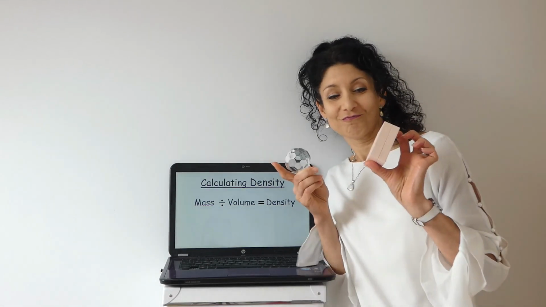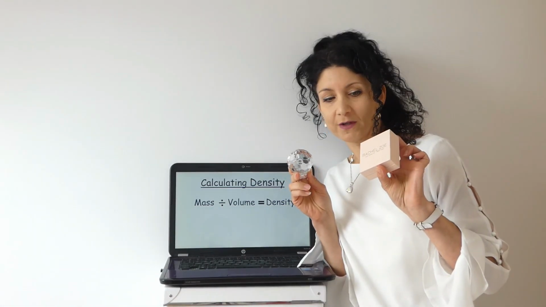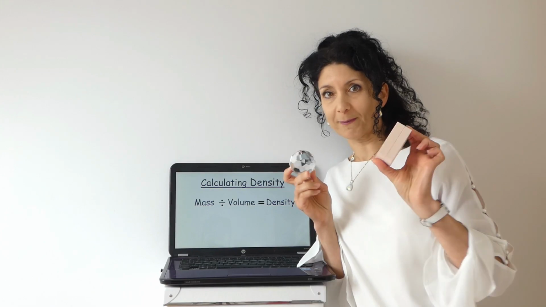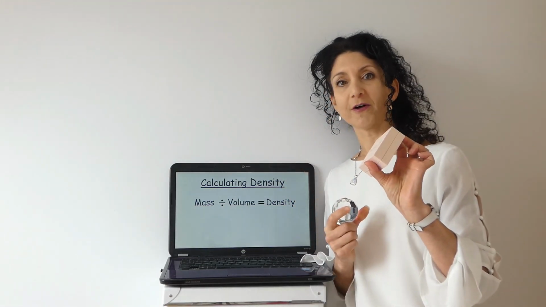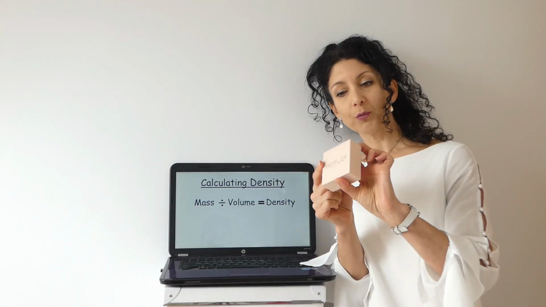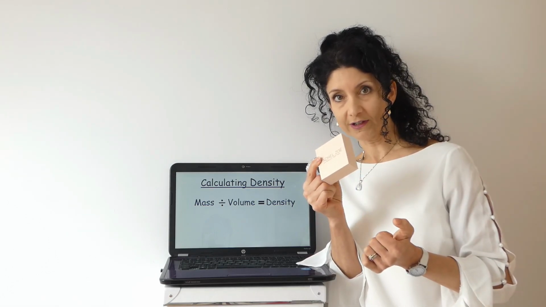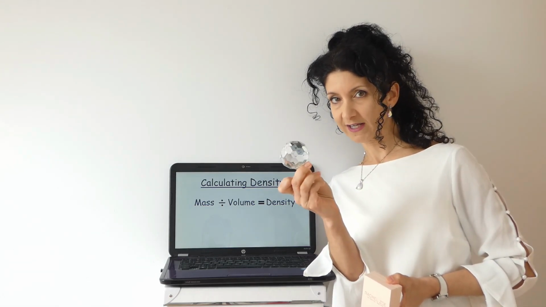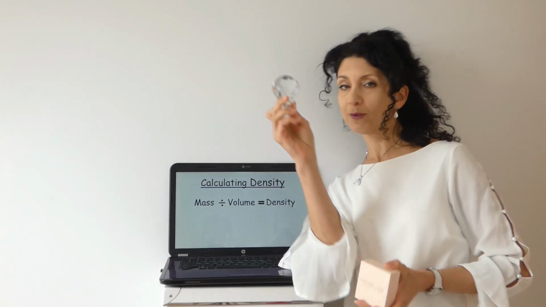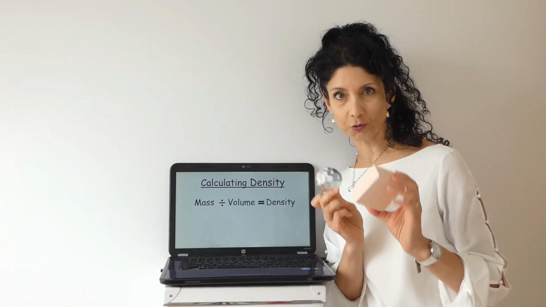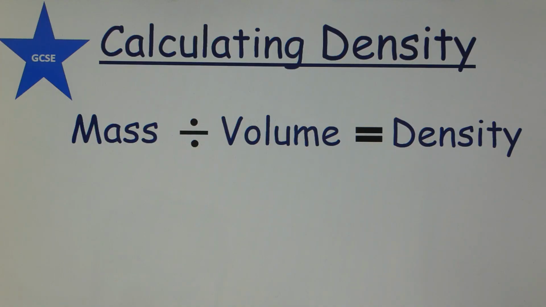Spot the difference. How do these 2 items differ? Well, they are the same in one aspect. They're both solids. However, if we look at this one, it is what we would call a regular shaped solid, whereas this item is highly irregular. So we need to use 2 slightly different methods to work out their densities. Remember, to work out the density of any object, we need 2 measurements. We need to know the mass of the object and its volume.